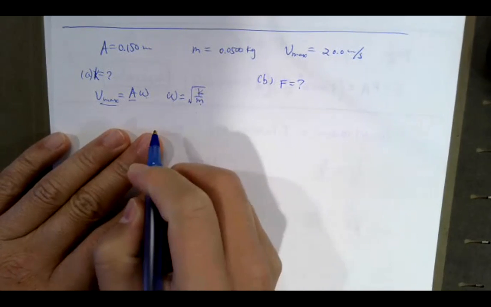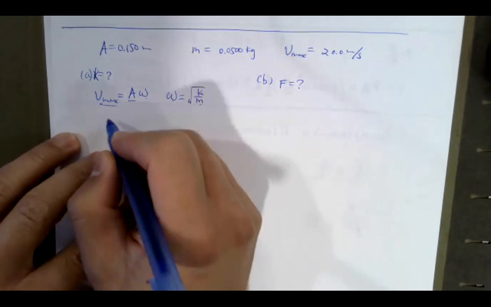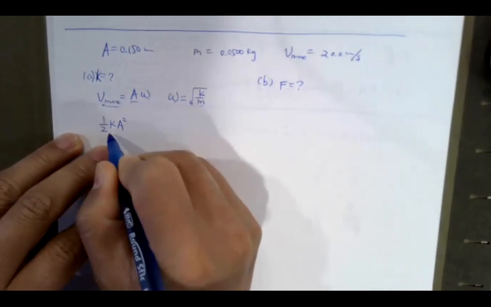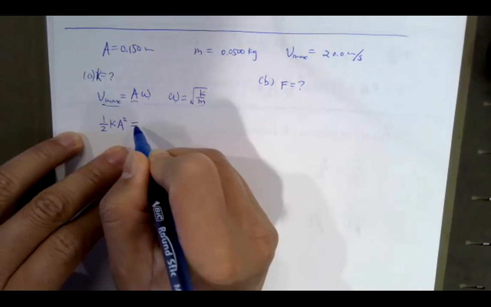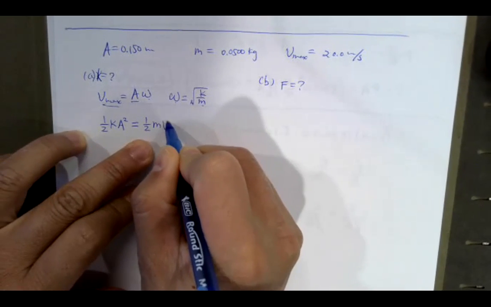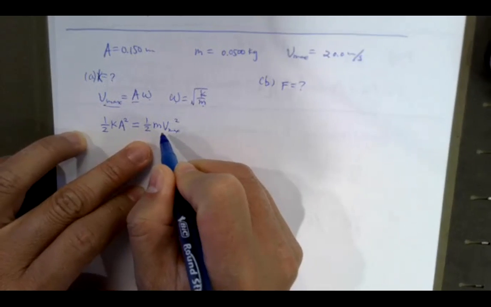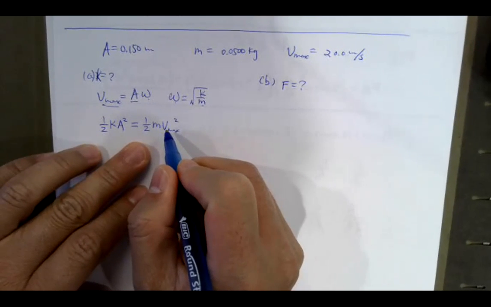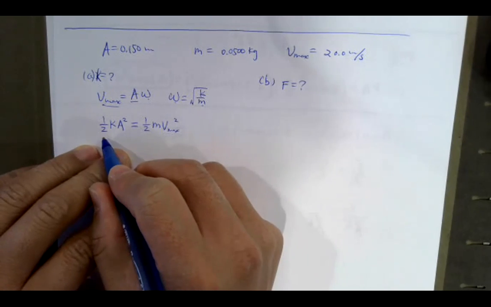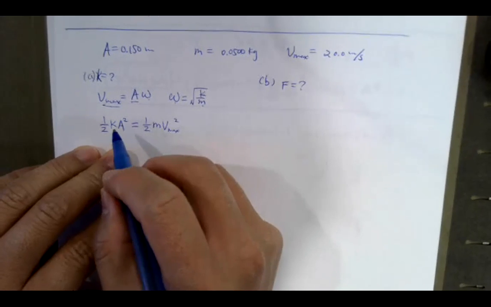Or you can use the energy we had. So 1/2 k a squared, that's the total energy. Total energy could be equal to 1/2 m vmax squared. When you have maximum speed, then your potential energy is 0. So then this is the maximum kinetic energy equal to maximum potential energy. 1/2 ka squared will be the maximum potential energy.